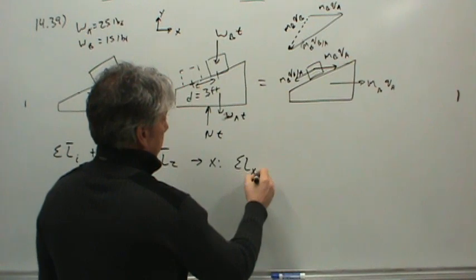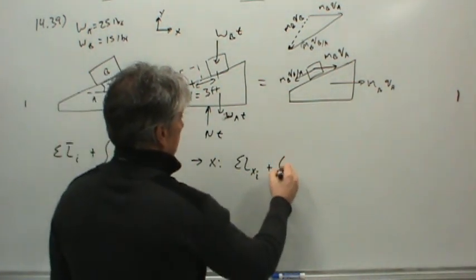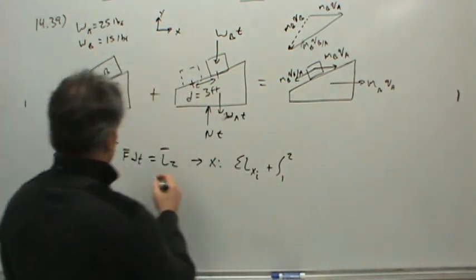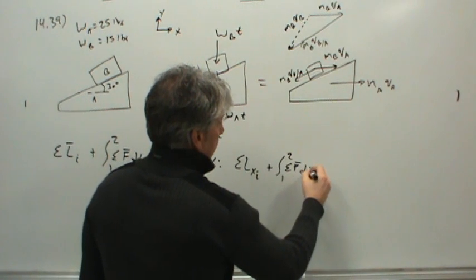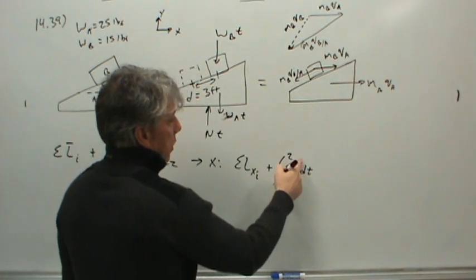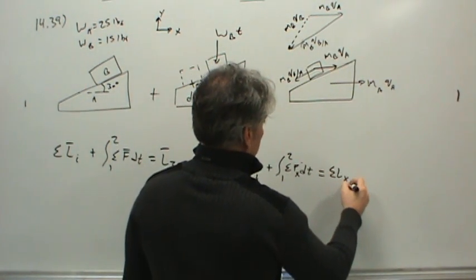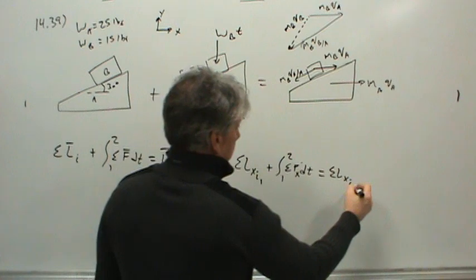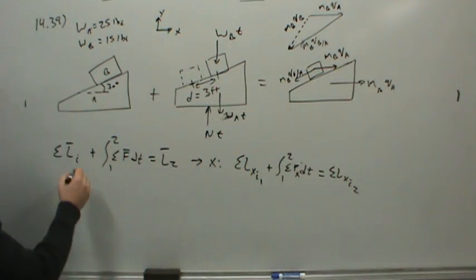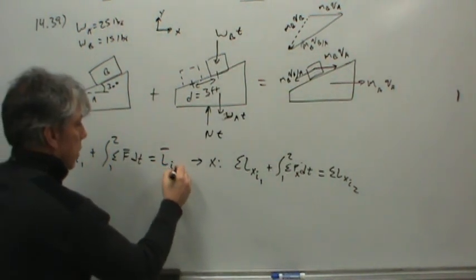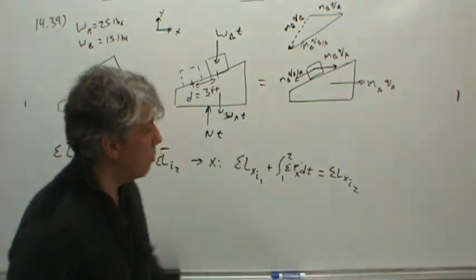all of the x momenta plus all of the, and really there should be a summation in here too because there might be multiple forces, all of the impulses in the x direction, so no longer a vector, equals all of the, and this would be state one, this would be state two, all of the x direction momentum afterward.